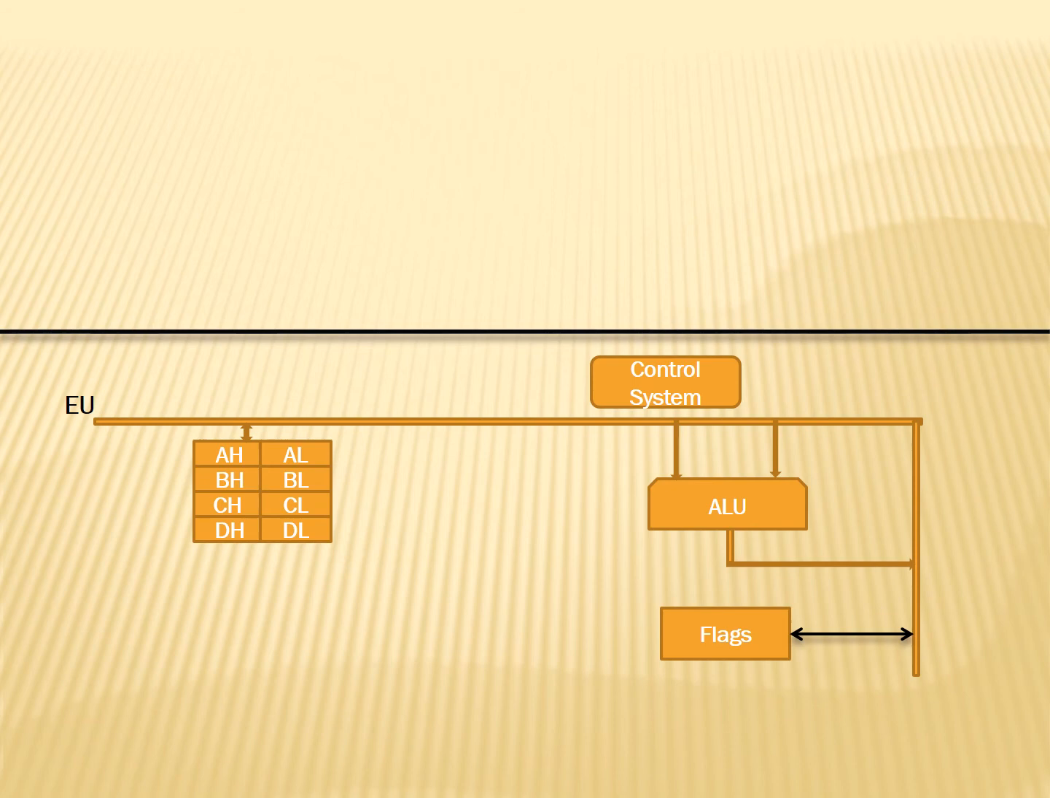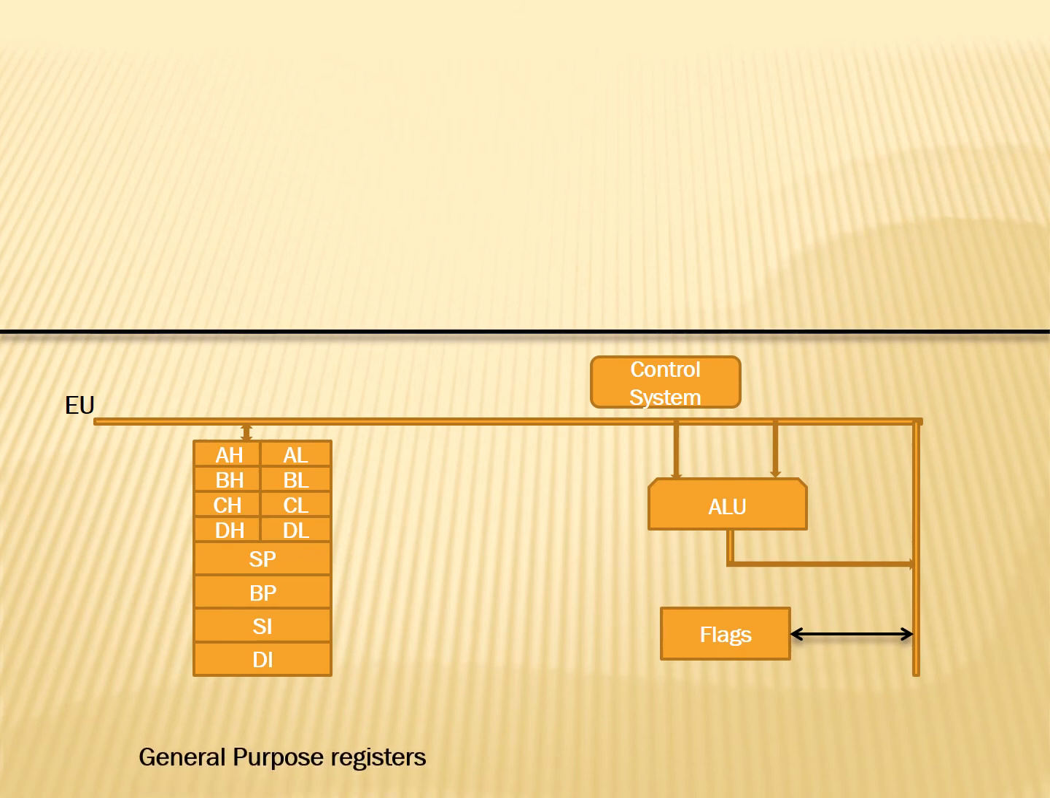Similarly, it goes with BL, CL and DL, which are the lower order registers, whereas BH, CH and DH all become the higher order registers. So whenever we are working with the registers, we can use them for performing 8-bit as well as 16-bit operations. Then we have the pointer registers, which are the stack pointer and the base pointer. There are two index registers, SI and DI. So these are the main general purpose registers in our 8086.